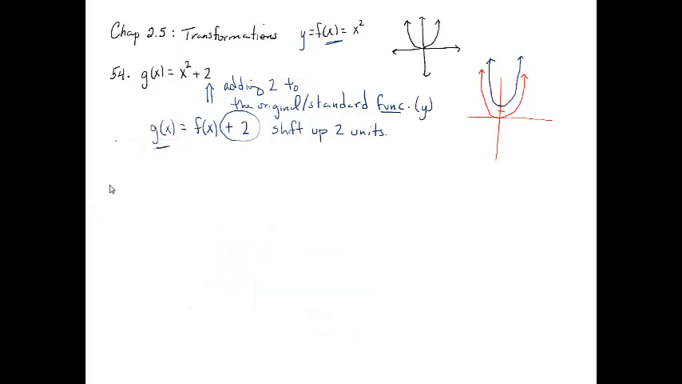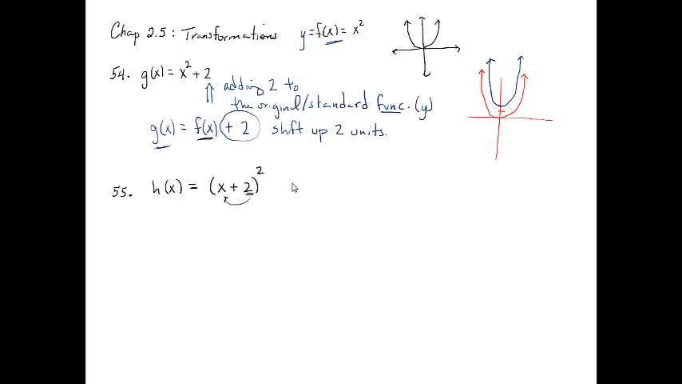Okay. Let's work on another one. Let's look at number 55. 55 says h of x equals x plus 2 squared. Okay, so I'm going to use f of x to help graph h of x just by using transformations. So this one's different from 54 because in 54 I was just adding 2 to the original function. Whereas in 55 I'm adding 2 to what? I'm actually adding it to the x.